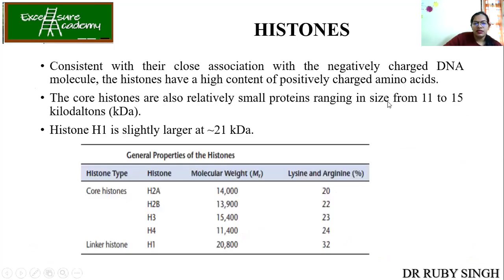Consistent with this close association with the negatively charged DNA molecule, the histones have a high content of positively charged amino acids. This is what I was just explaining, that histones have around 20% arginine and lysine. Now, why was this positive charge needed? See, the DNA is getting wrapped around them, right? DNA is negatively charged because of its phosphate backbone. If we had used something else, what would happen? The DNA would not be able to wrap around it at all, okay?